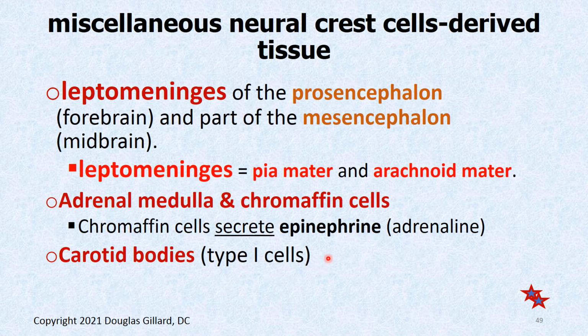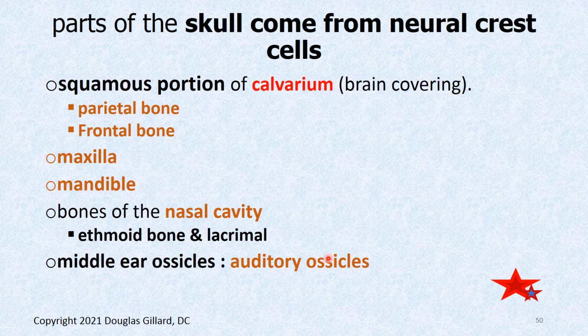Carotid bodies are also made from neural crest cells. Now here's where, because we've mainly been talking about neural tissue and cells, but here it also forms some bone. So the neural crest cells also form the calvarium, which is kind of the skull cap, if you will, the top of the skull. So the squamous portion of the parietal and frontal bones are both made from neural crest cells. The maxilla and mandible, these are next quarter.